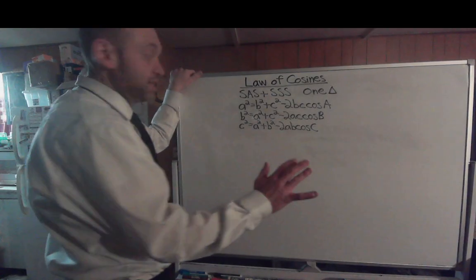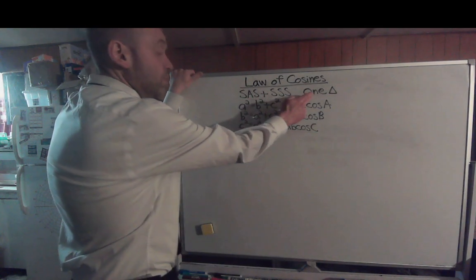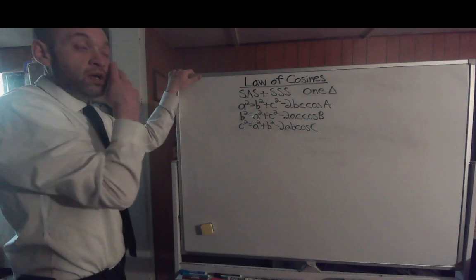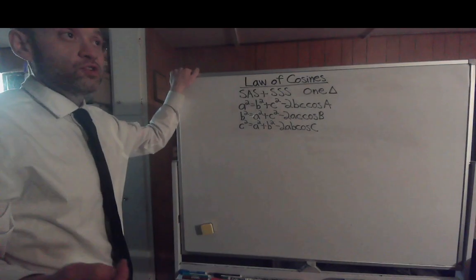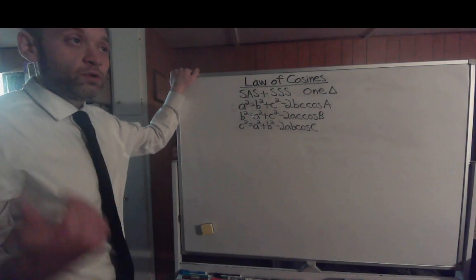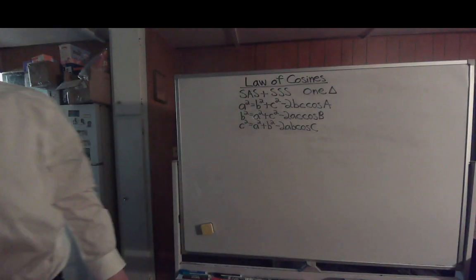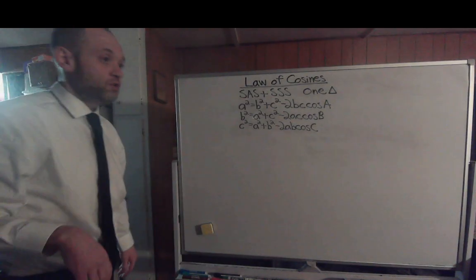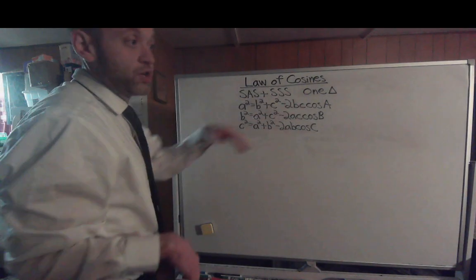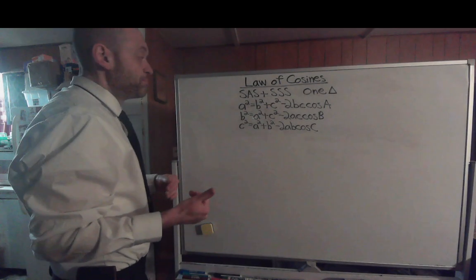But the good news is, in each of these cases, you're only going to get one triangle, because the cosine is positive in the first quadrant, but it's not positive again until the fourth quadrant. Well, a fourth quadrant angle would put you well over 180 degrees, so we only have to worry about the first quadrant for the law of cosines.